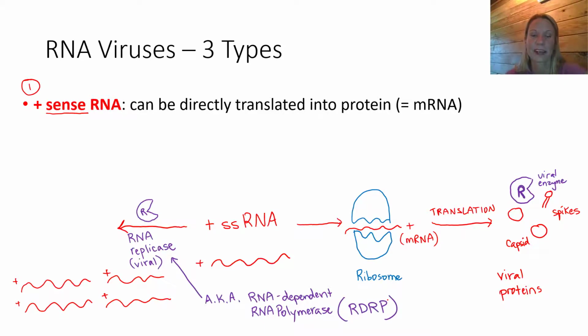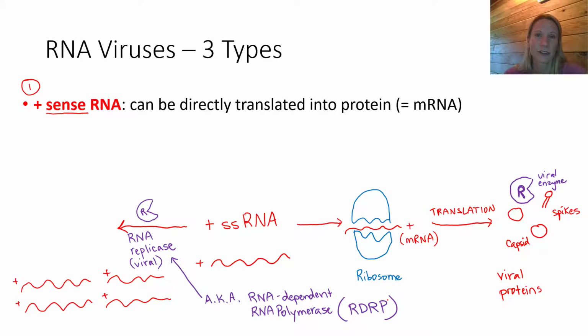RNA-dependent RNA polymerase. That's the same thing, just a different name. In other words, it's telling you it is an RNA polymerase, but it's RNA dependent. In other words, it uses RNA as its template to copy and to make more RNA. And that's different from the RNA polymerase in the cell. The RNA polymerase in our cells is a DNA-dependent RNA polymerase, meaning that it copies DNA into mRNA.